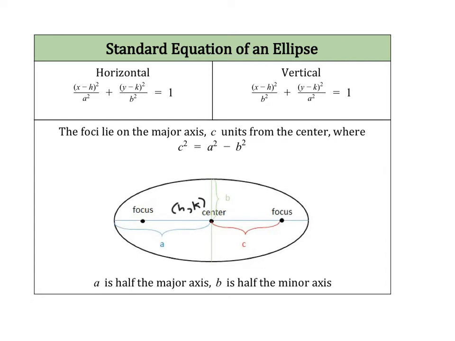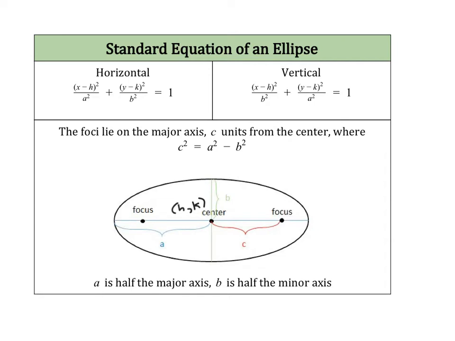The way that you're going to differentiate between the horizontal and the vertical ellipses is by looking at where your larger denominator is. So a is always going to be the larger value. If your larger value is under your x, we are going to have a horizontal ellipse. If your larger value is under the y, we're going to have a vertical ellipse. So that's how you determine which type of ellipse. I also want to point out that these two values are a squared and b squared, so to find a and b, you're going to need to take the square root.